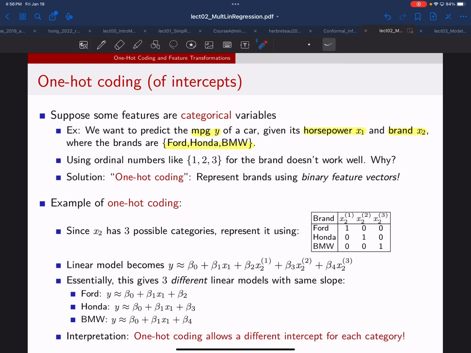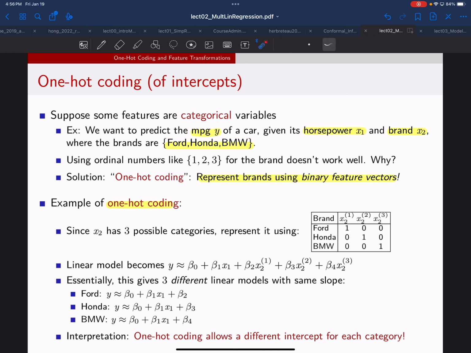So we want to avoid any ordering between these 3 categories. And so the trick that's usually used for this is called one-hot coding. One-hot coding essentially represents brands not by these integers 1, 2, 3, but by binary vectors. So this is what I mean in this table.